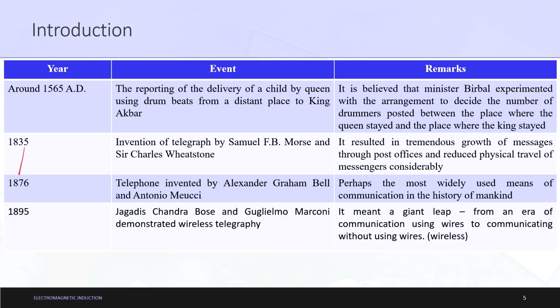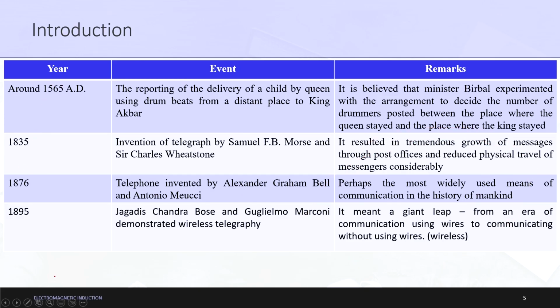Next, a few years later, in 1876, the telephone was invented by Alexander Graham Bell, everyone knows this person, and Antonio Meucci, sorry. Perhaps the most widely used means of communication in the history of mankind. So, now we are upgrading and expanding our information, from one place to several places. In real life, we can talk to one person, or maybe 10 people only, but using telephone and telegraph, we can talk to thousands of people. So, this was how things got upgraded.